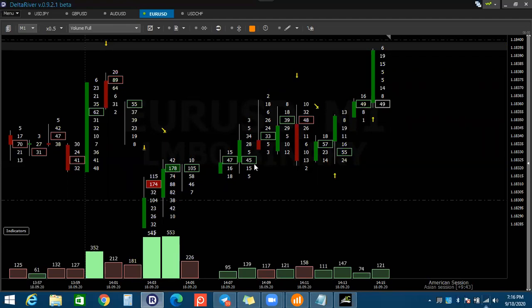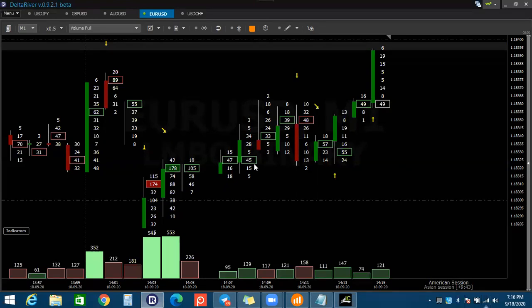Brother, I have one problem. My Delta River is not showing any candles. It's just showing the volume. So you need to place this one. I will share the template. You need to load the template. It will be working. I will share the template today.